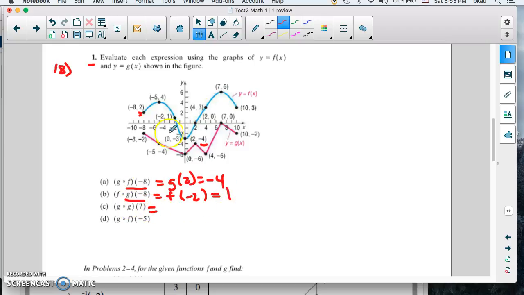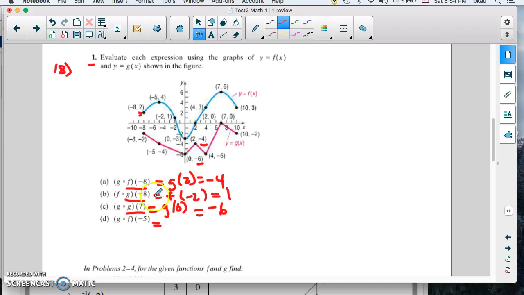All right, g of g of 7. So that means we have to go to 7 the first time. Here, g of 7 is 0, so we're going to have g of 0. Then we're going to go to 0 and go to the g function again, which is the red one, and that's going to be -6 for that value.